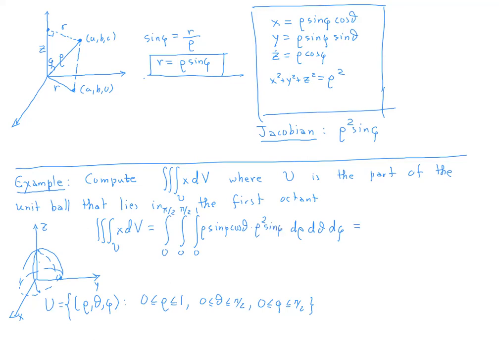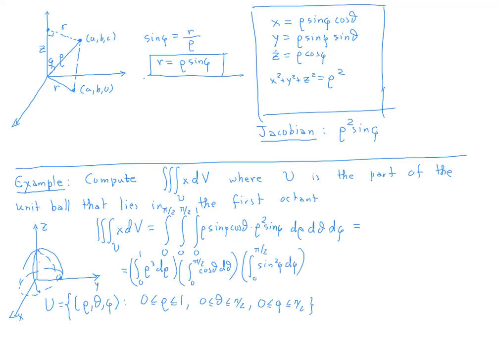And now, of course, this integral splits. It's an interesting integral. So we will have the integral from 0 to 1 of rho cubed d rho. Let me see if I can fit everything here without changing page. We'll find out in a second. Then we have the integral from 0 to pi over 2 of cosine theta d theta. And finally, we have the integral from 0 to pi over 2 of sine square of phi d phi.